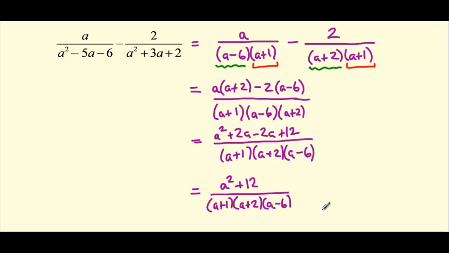So this question has now been fully simplified. The a squared plus 12 can't be reduced any further. They're not like terms, and we have our three factors in the denominator. The last step now is to state the restrictions. So before we canceled anything, and we haven't canceled anything, so just look at your common denominator. The three values that a cannot equal by observation are negative 1, negative 2, and positive 6. And now you're done.